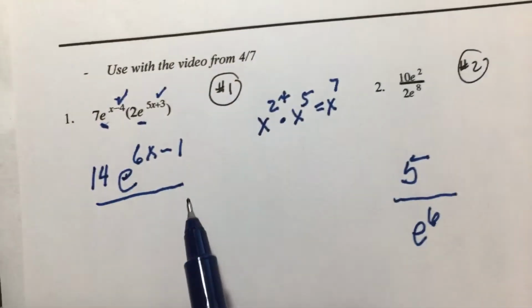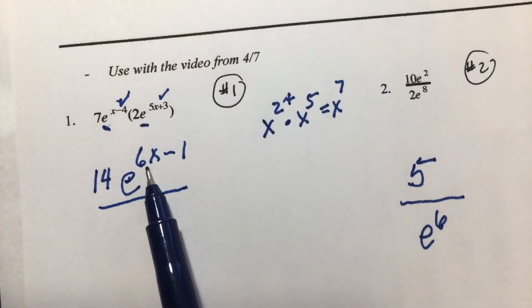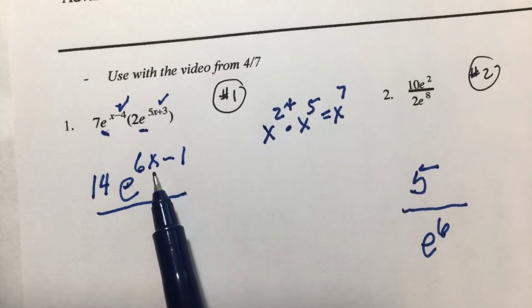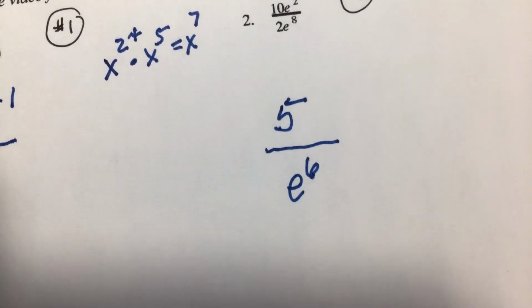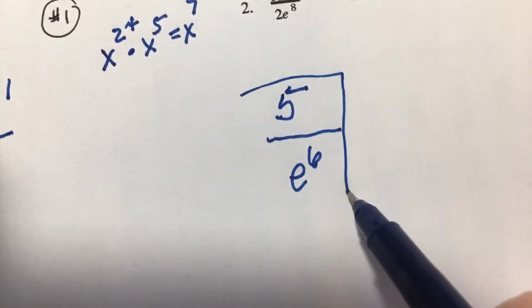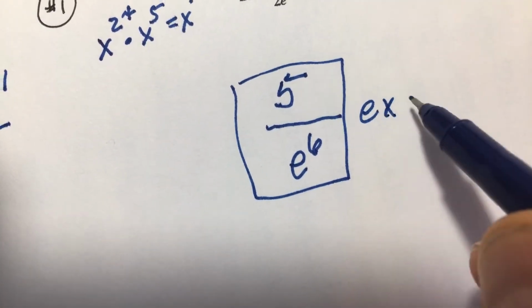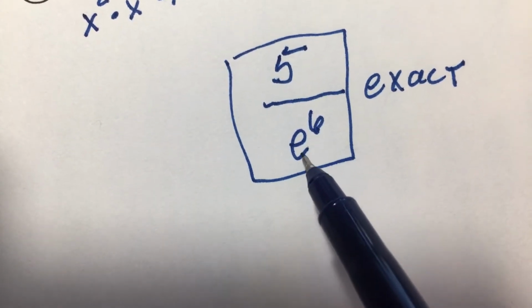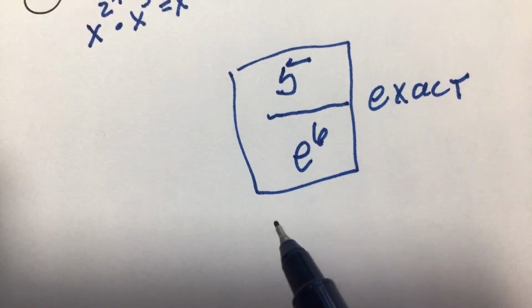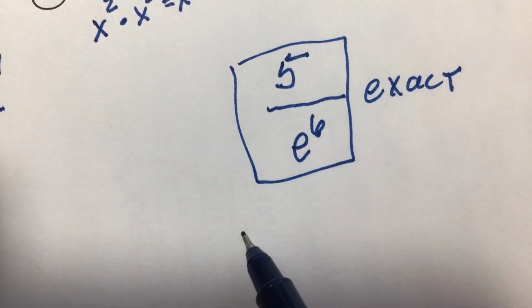Now the difference between these two answers is this one over here, this e has a variable up in the exponent. This one does not. It just has a 6. So what we would call this one is the exact answer. Now, since there's no variable here, we can actually punch e to the 6th in our calculator. And you said you had your brother's calculator.